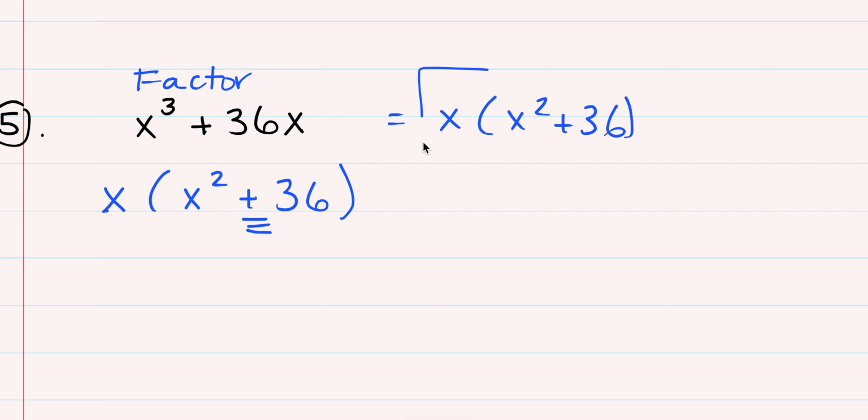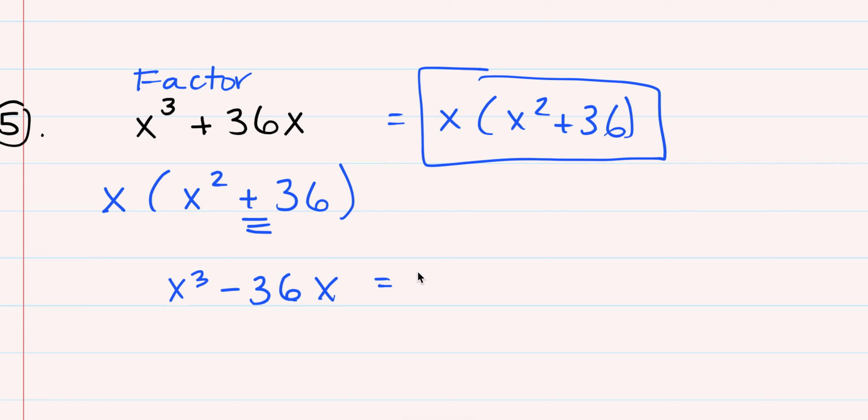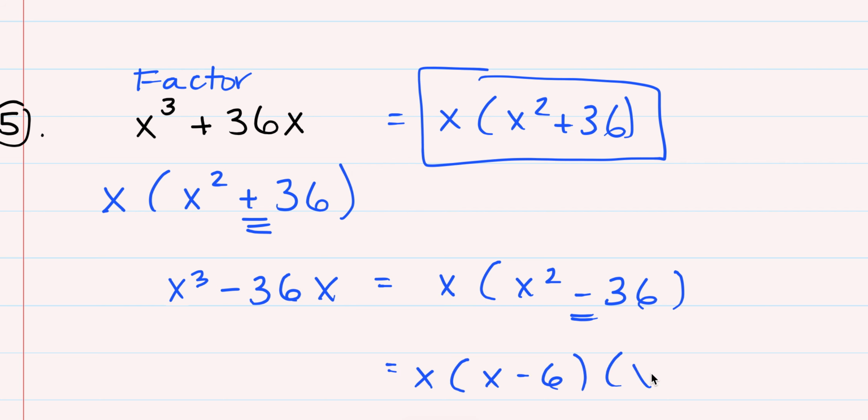That's the factored form. Now, if I had given you x cubed minus 36x, then this would be x times (x squared minus 36). And now you have a subtraction sign where you can use the difference of squares. So this is (x minus 6)(x plus 6), because 36 is 6 squared. Okay?